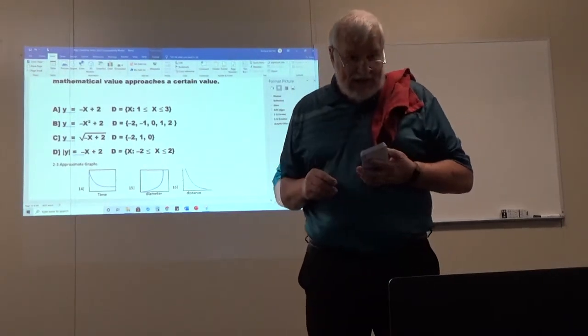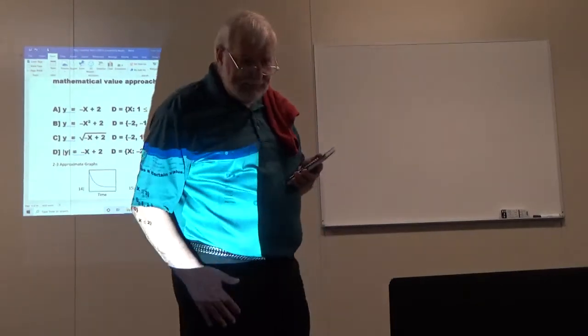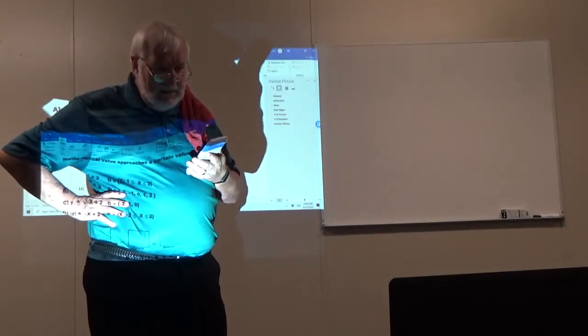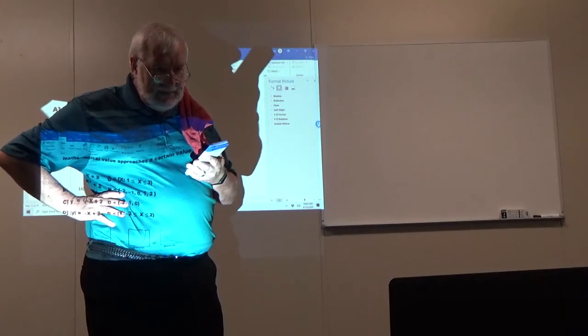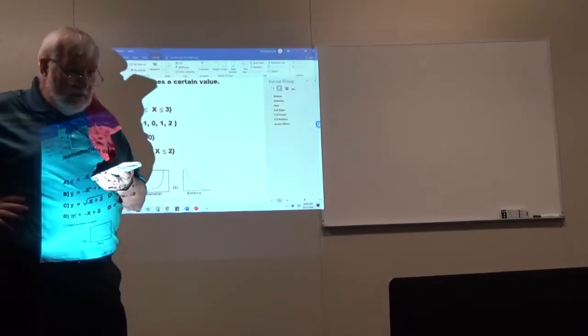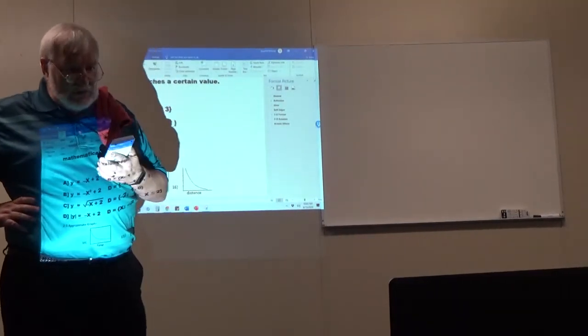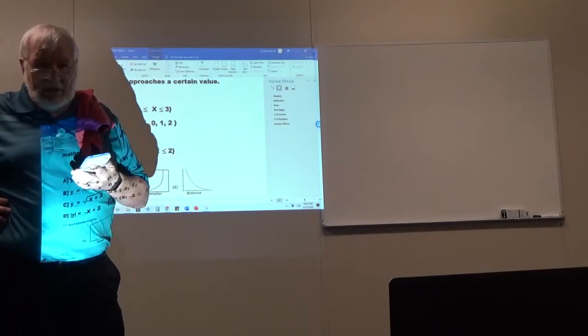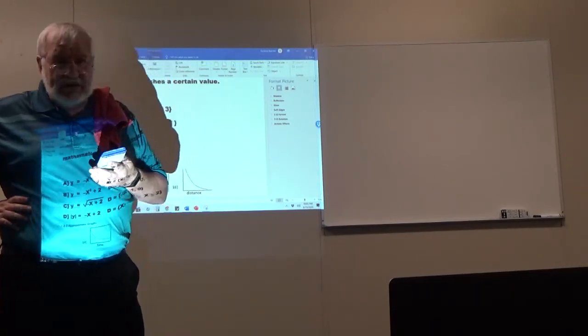Now let's look at D. When you look at D, it says the absolute value. All right, and this is actually a trick problem. To have the absolute value, you actually have two conditions.